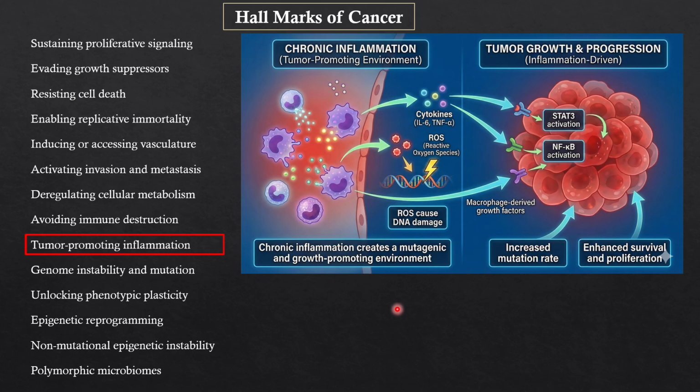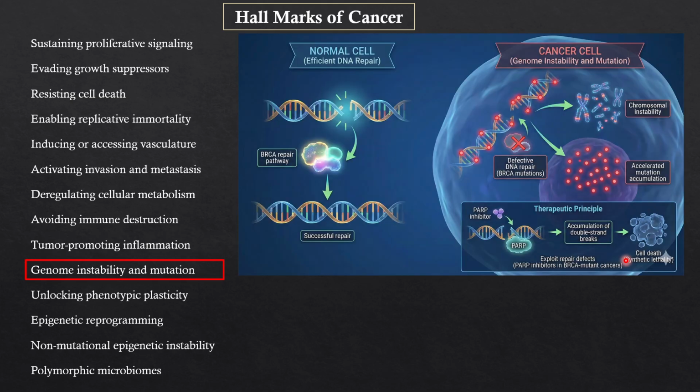Coming to the next hallmark, tumor promoting inflammation. There is chronic inflammation in the tumor promoting environment, and chronic inflammation can create a mutagenic and growth promoting environment, basically by the secretion of reactive oxygen species, which causes damage to the DNA. Certain cytokines like IL-6 and TNF alpha can bind to the tumor cells, and they can activate STAT3 and NFKB. This is followed by macrophage derived growth factors, and as a result, an increased mutation rate and enhanced survival and proliferation may occur.